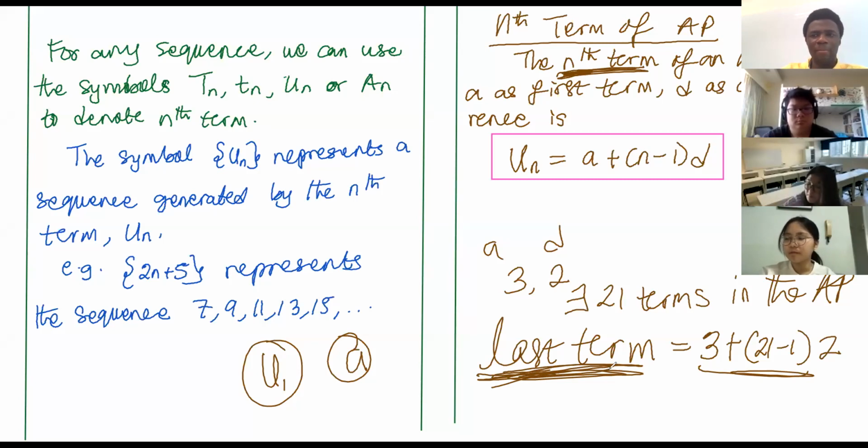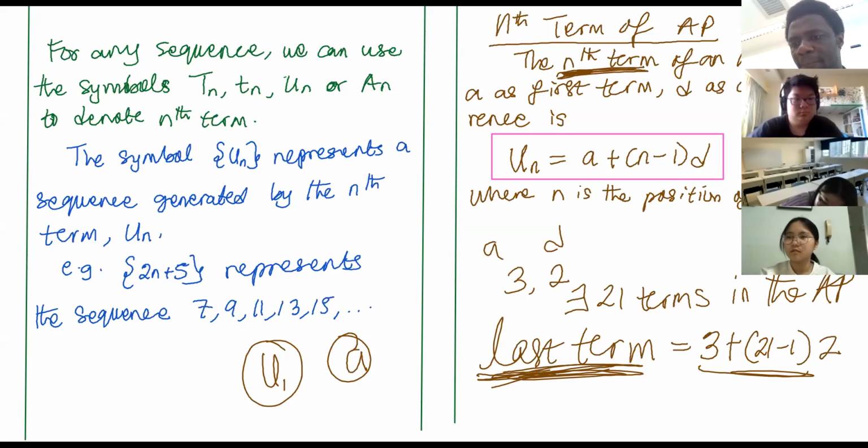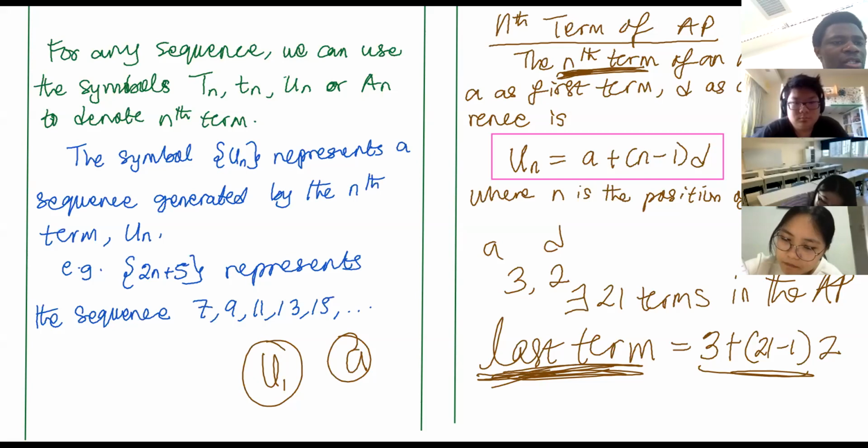The only difference is, remember, n is the position here. So in this case of the nth term, I should say where n is the position of the term. Okay, n is the position.